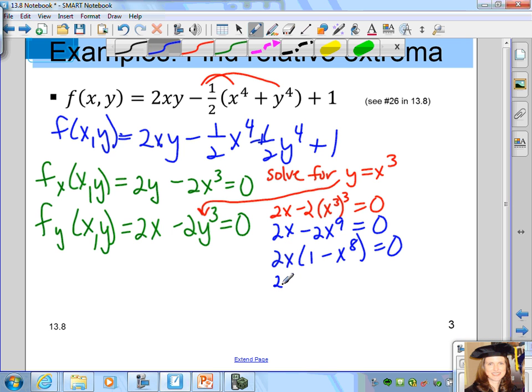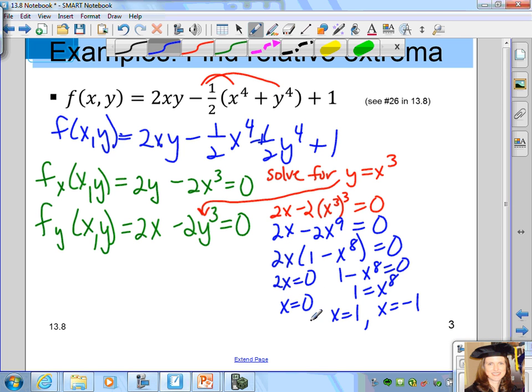When you set 2x equal to 0, you get x equals 0. That's going to be one of our critical points. If you set 1 minus x to the 8th equals 0, you get 1 is equal to x to the 8th. And this actually has two solutions: one where x is equal to positive 1 and one where x is equal to negative 1.